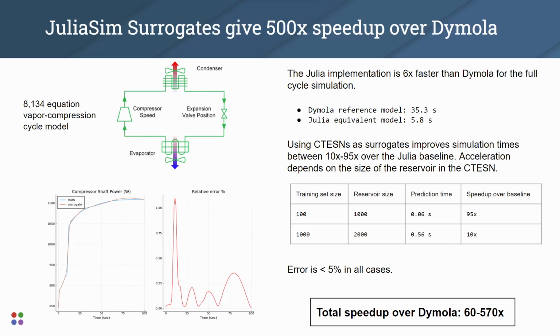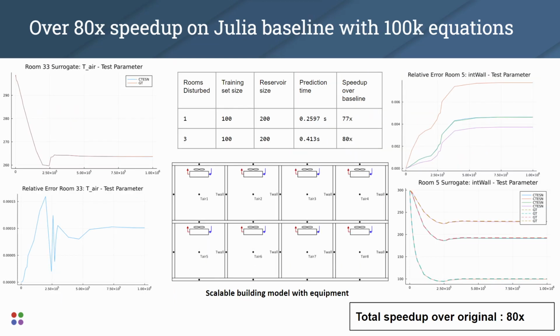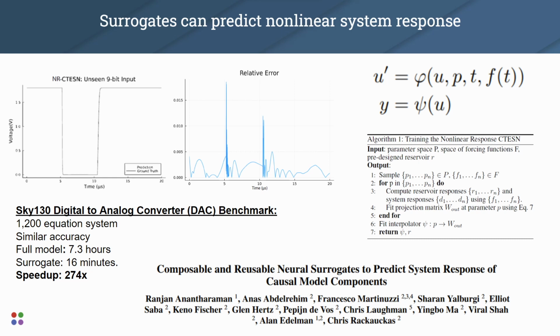the real world. Here's an example of a Dymola model with 8,000 equations where a pure Julia implementation offered a 6 times speed up. Surrogatization on top of that offered almost another 100x. So in total, we're able to achieve a 570 times speed up. Another example, ramping up the number of equations to 100,000, we see an 80 times speed up on the Julia baseline. And these methods can be applied to many domains.